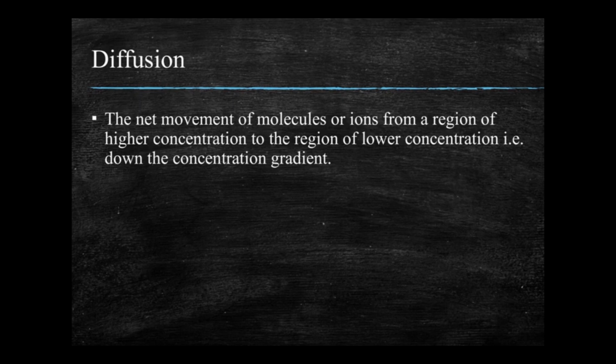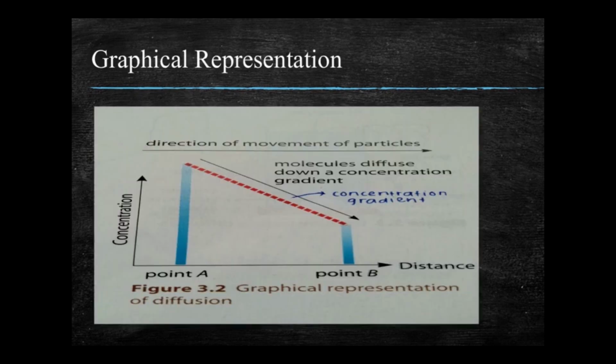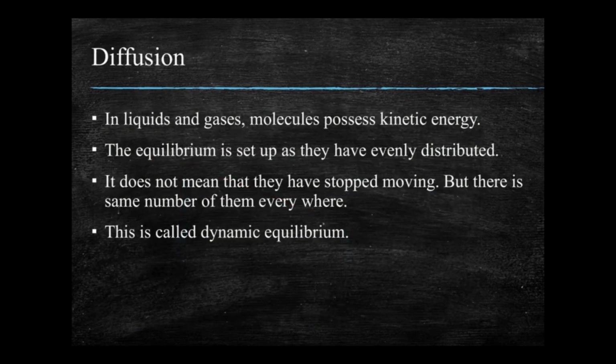Here is the graphical representation of the process of diffusion. This is the concentration of the water molecules, and these are the points or the distance that is covered by the water molecules from a higher concentration to a lower concentration. You can see a straight line, or a steep slope, between these two points. Now, the greater the steepness, the greater will be the distance covered, or you can say the greater will be the rate of diffusion.